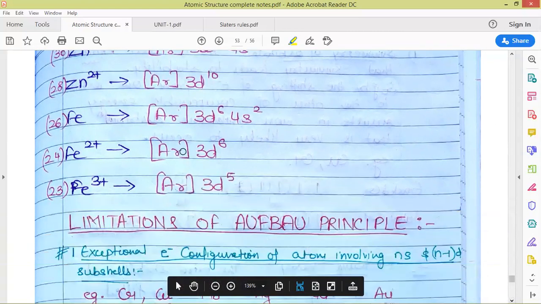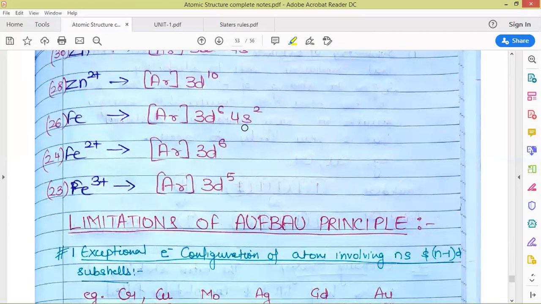Similar is the case for the formation of Fe2+ and Fe3+. Here the 4s orbital is emptied first, where 2 electrons are required to be removed, and for the third electron we shift to the 3d subshell, where 6 electrons were earlier there for iron. After the removal of a total of 3 electrons, the configuration has become argon 3d5.